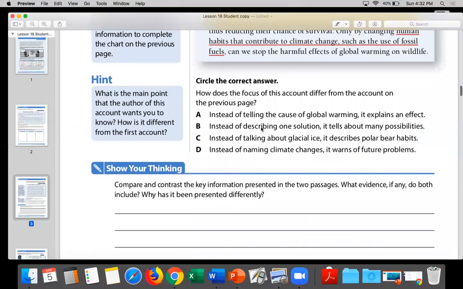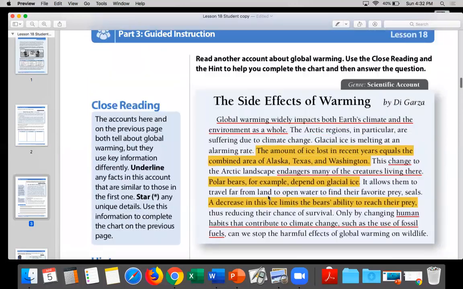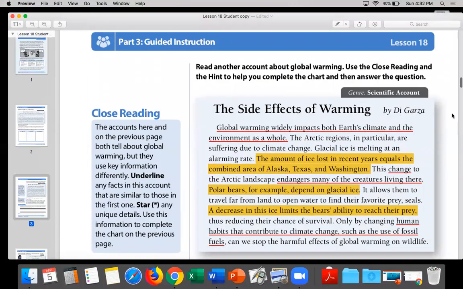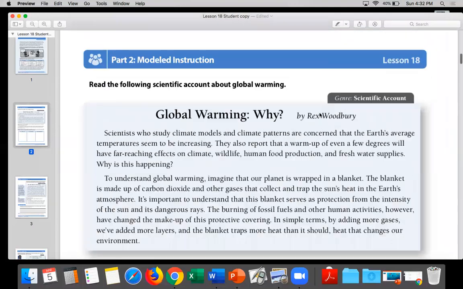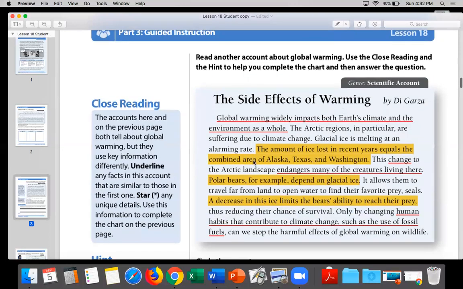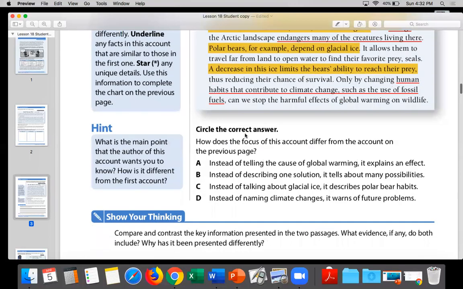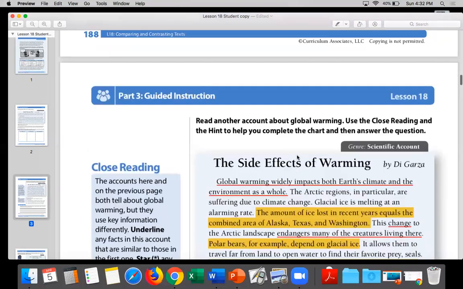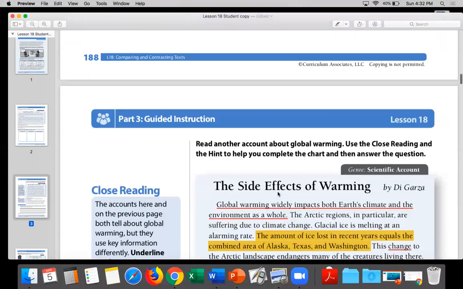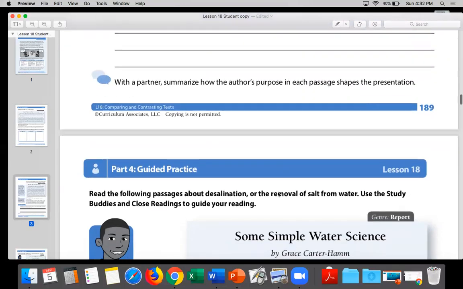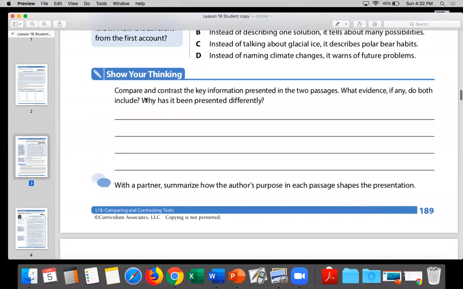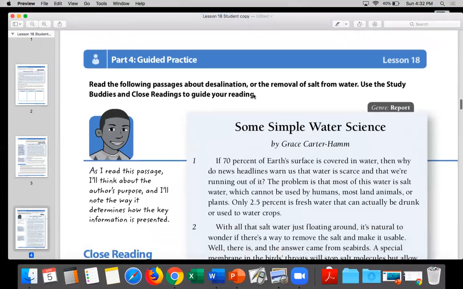And then, why has it been presented differently? Why do you think Garza describes the effects of global warming instead of the causes? Why do you think this matters to the author more? Okay, I kind of basically gave you the answer right there, and I didn't mean to. So the side effects are more important to this author than the causes, okay? And then anything else you want to add right there about comparing and contrasting, that's totally fine.